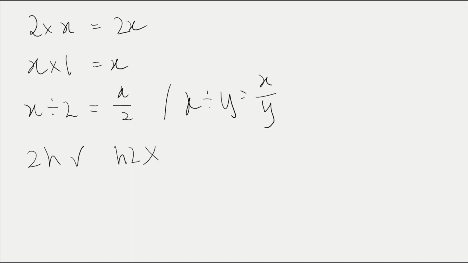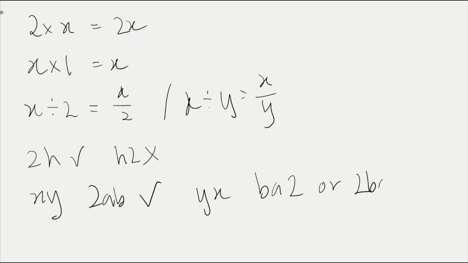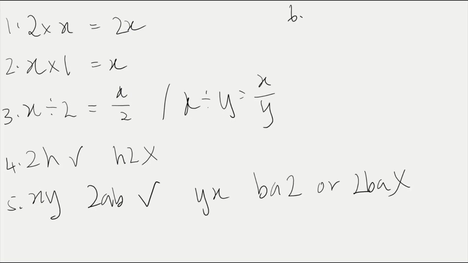Also, variables are normally written in alphabetical order. So it should be xy or 2ab instead of yx or ba2 or 2ba. H times h should be h squared. And h times h times h should be h cubed.